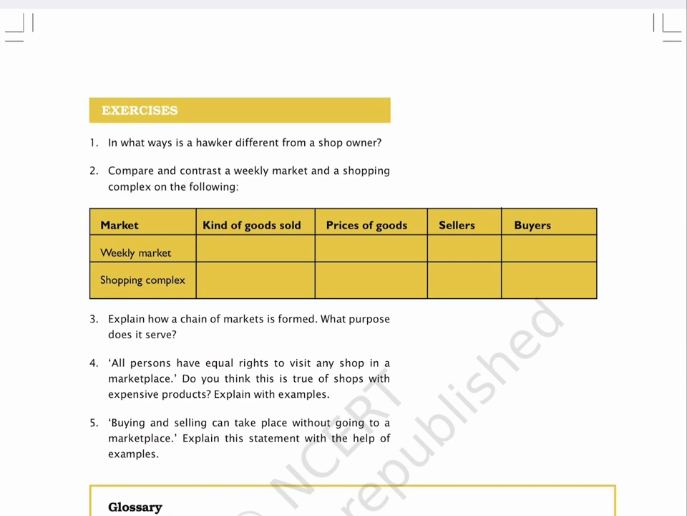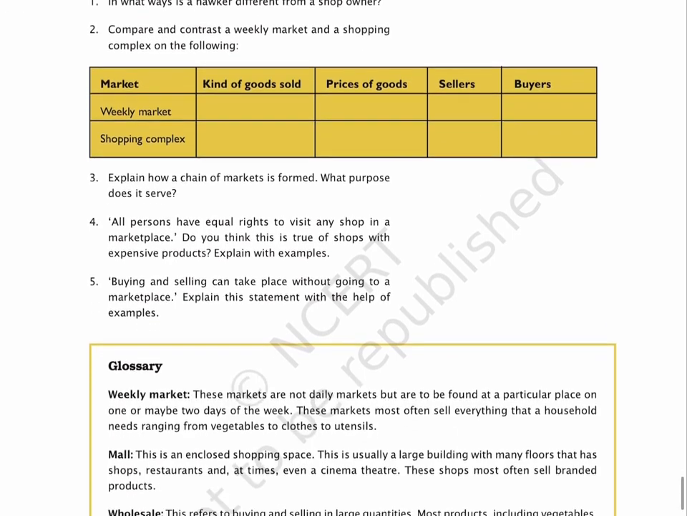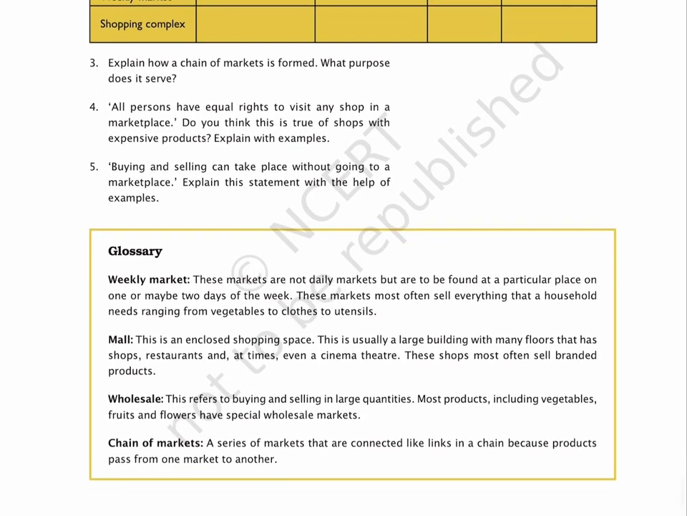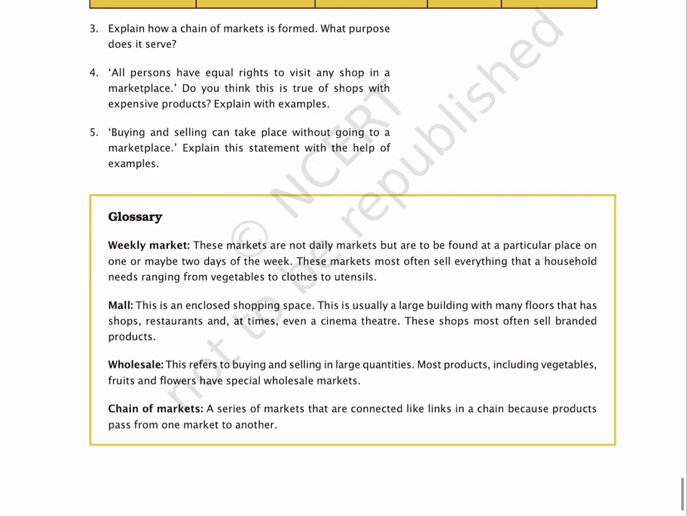3. Explain how a chain of markets is formed. What purpose does it serve? 4. All persons have equal rights to visit any shop in a marketplace. Do you think this is true of shops with expensive products? Explain with examples. 5. Buying and selling can take place without going to a marketplace. Explain this statement with the help of examples.